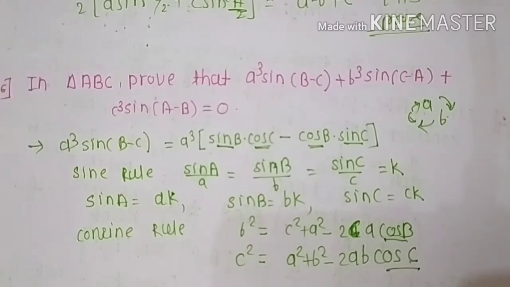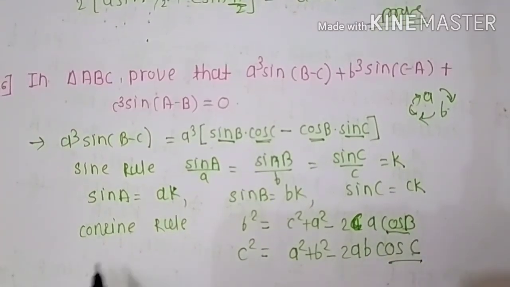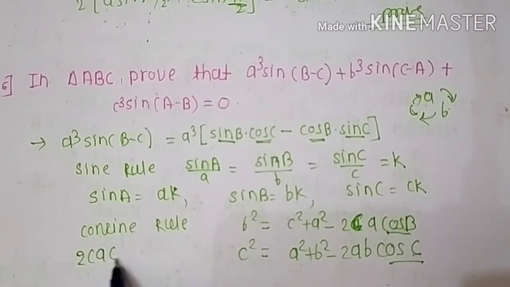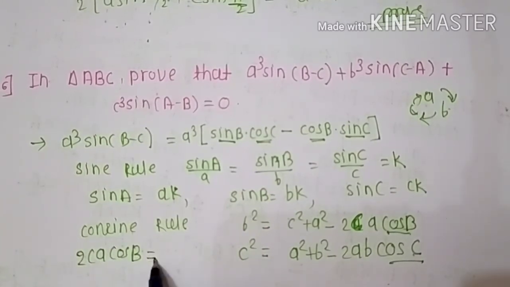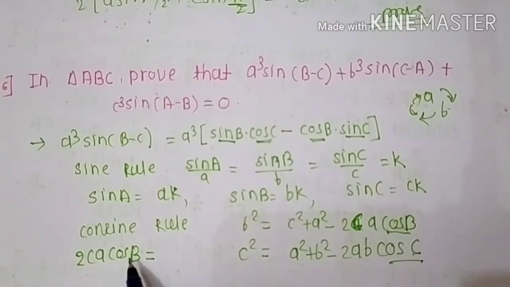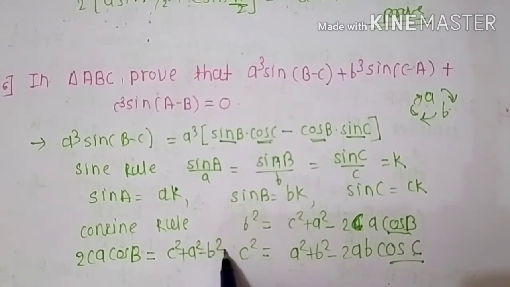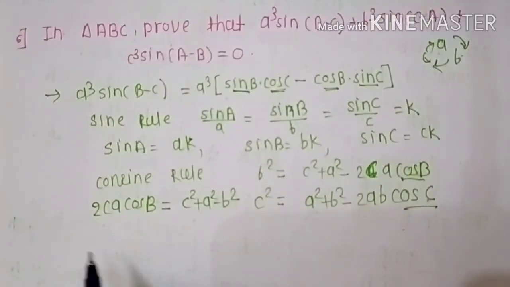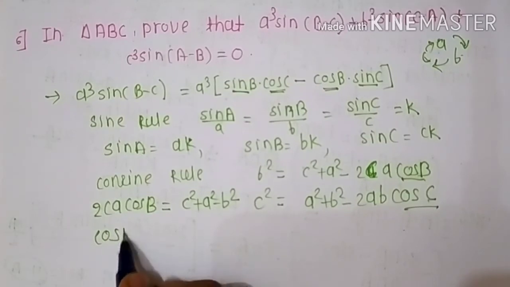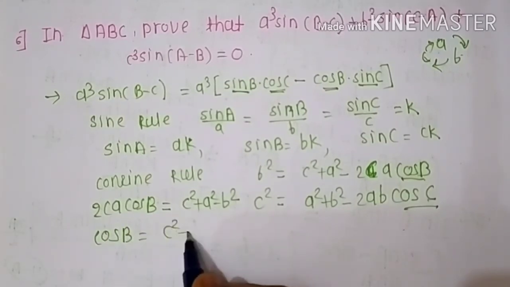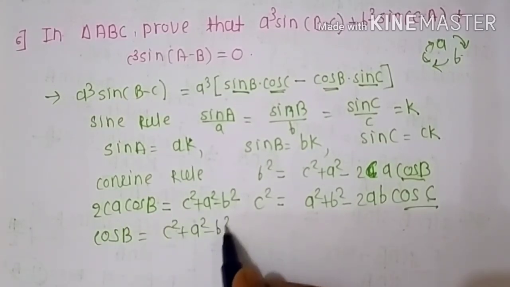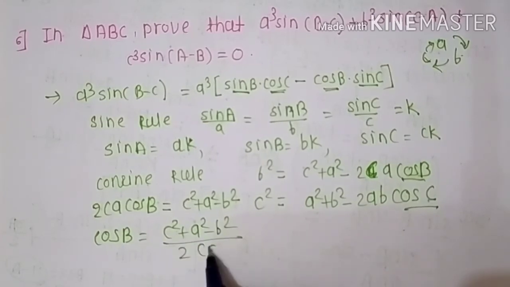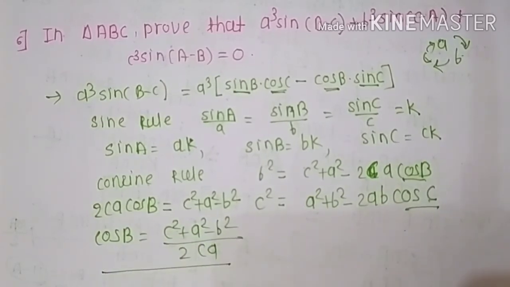For cos b, from the first result, twice ca into cos b is equal to, if you transfer this term to the left hand side and b square to the right hand side, c square plus a square minus b square, and from that we get cos b is equal to c square plus a square minus b square divided by twice ca. This is the value for cos b.